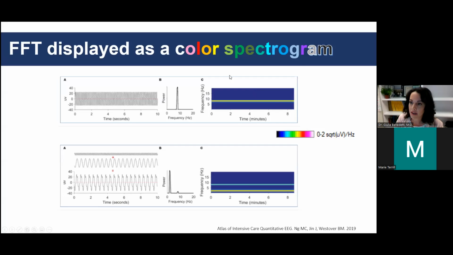And this, you can add a color spectrogram to represent power. So this is showing the importance of amplitude, because this is an area under the curve trend. You can have low amplitude fast frequencies and really high amplitude slow frequencies, which is often what we see in our encephalopathic patients. If you plot the power, that lower frequency has a much higher power compared to that low amplitude fast frequency. You can turn the graph on its side and put frequency on the y-axis, time on the x-axis, and then your power spectrogram, where the warm colors represent really high power and the cooler teal color represents lower power.